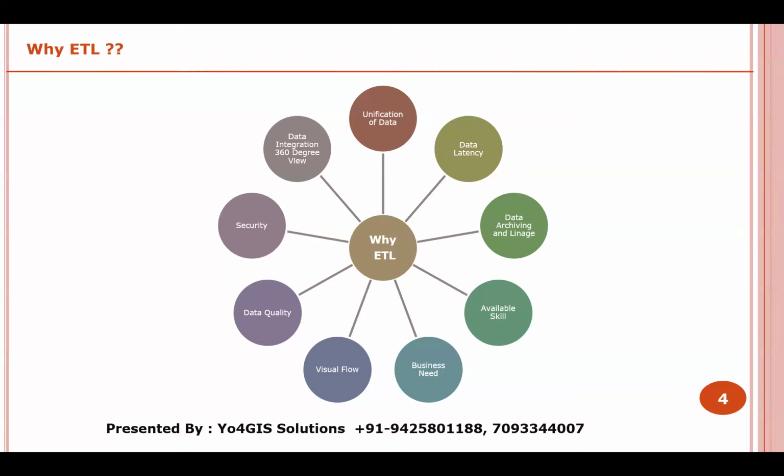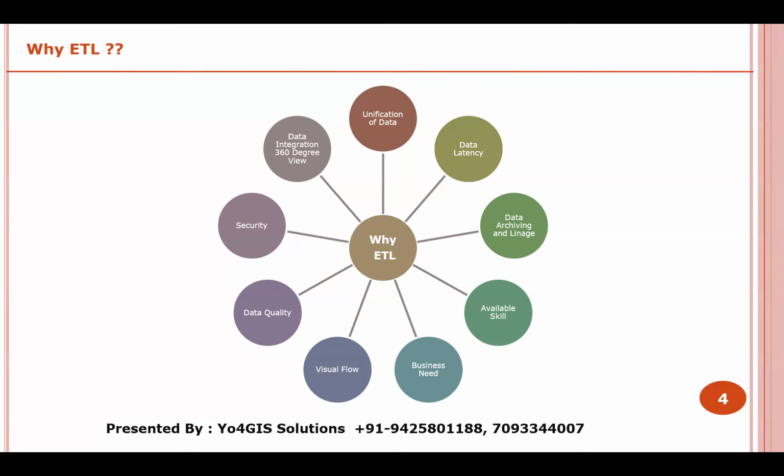After that, visual flow. If someone is doing it manually, then we are not able to understand what process he is following. If there is some error, we cannot recognize in which step we got the error or in which step he is doing it wrong.